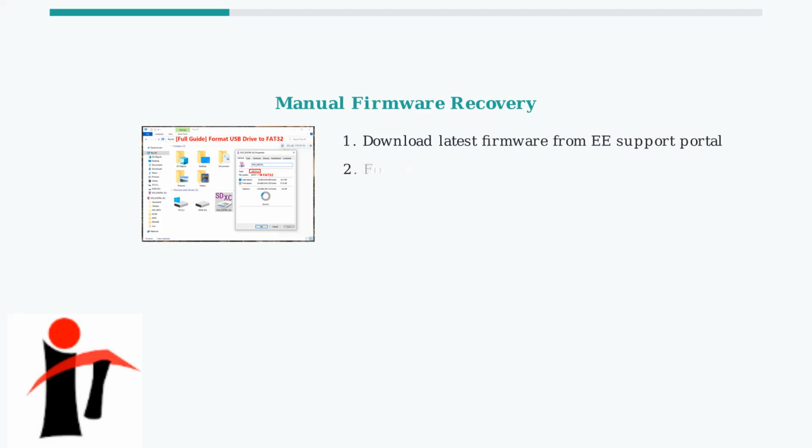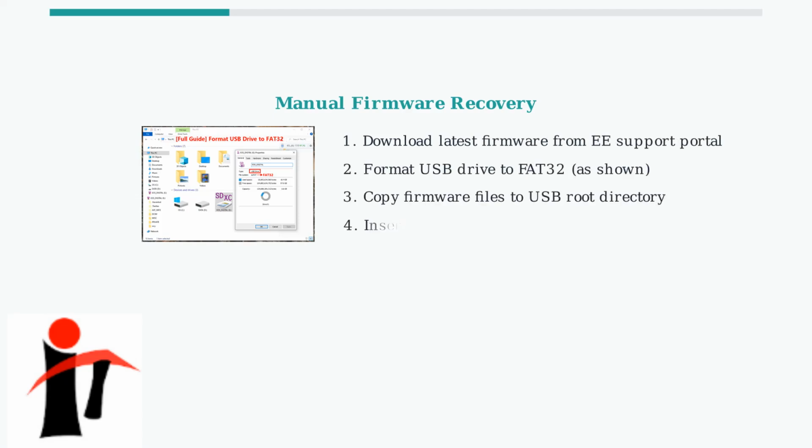Follow these steps carefully. First, download the firmware files. Second, format your USB drive to FAT32. Third, copy the firmware to the USB root directory. Finally, insert the USB and boot your box in recovery mode.